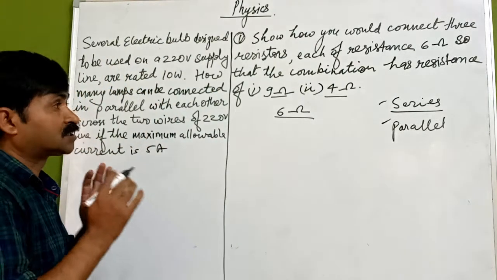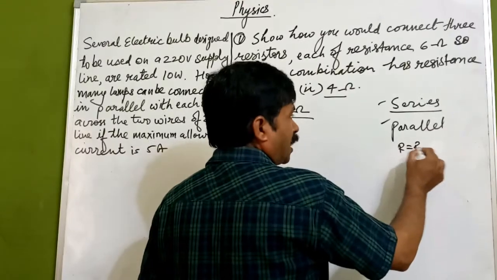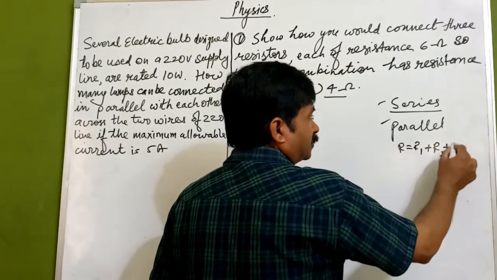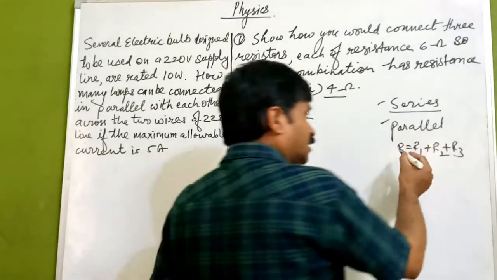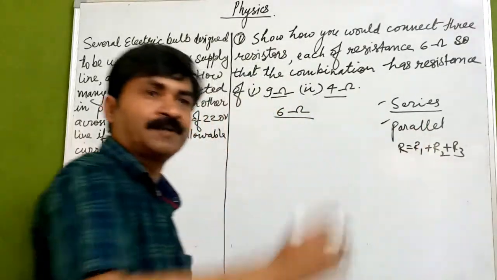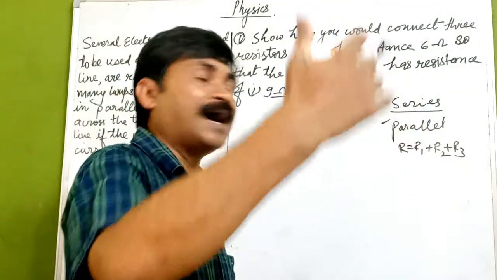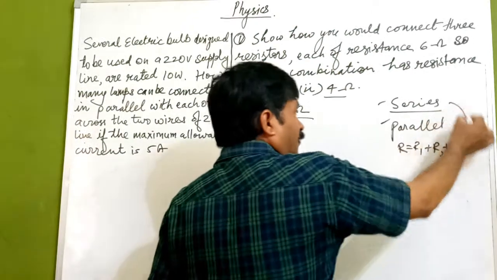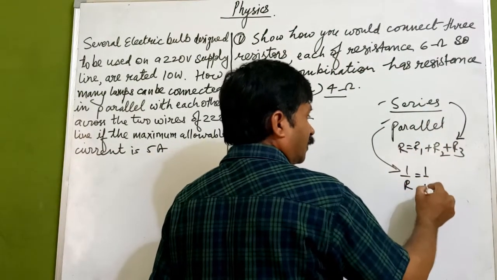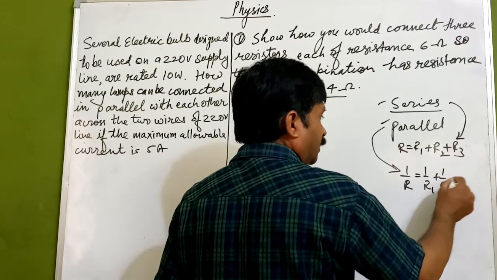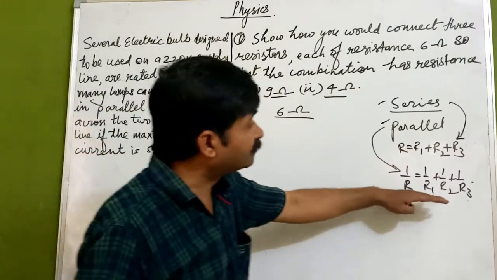Now if we go through this series and parallel connection, we know that R is equal to R1 plus R2 plus R3 if we have taken 3 resistances. If there are n number of resistances, R1 plus R2 plus R3 plus R4 plus R5 up to Rn. Similarly, if we are talking about parallel, then 1 upon R is equal to 1 upon R1 plus 1 upon R2 plus 1 upon R3 and so on. But here we have taken 3 resistances.